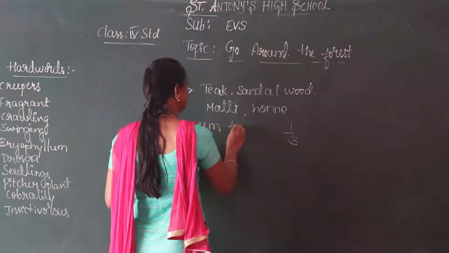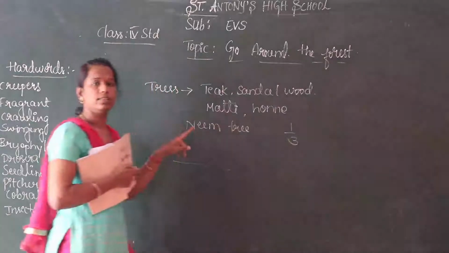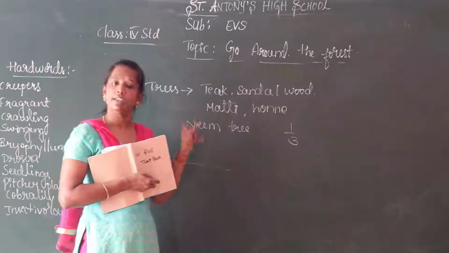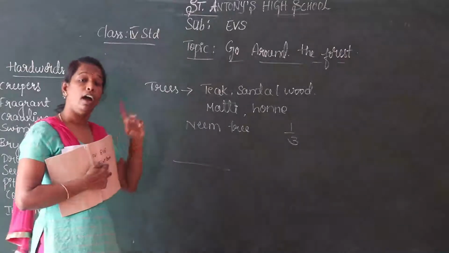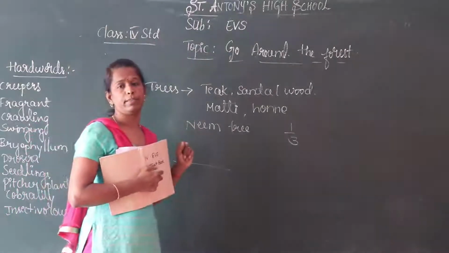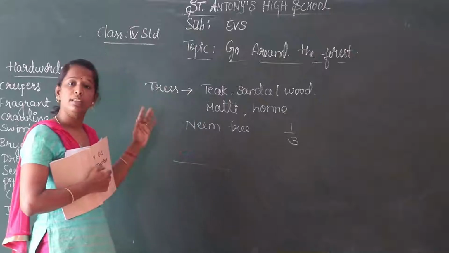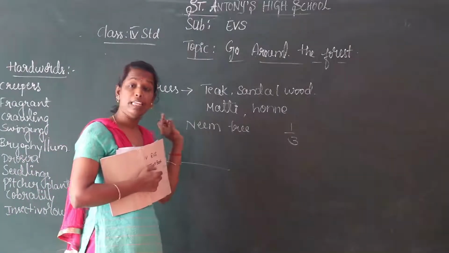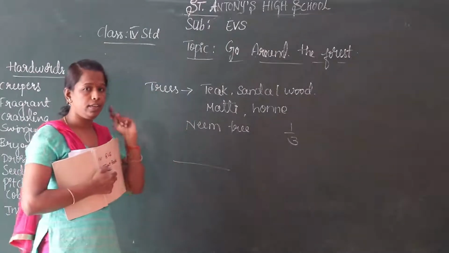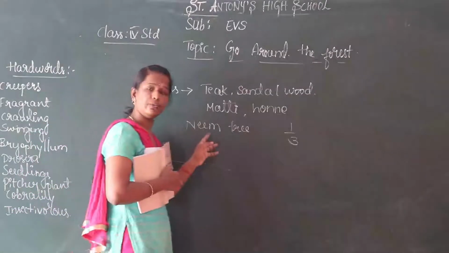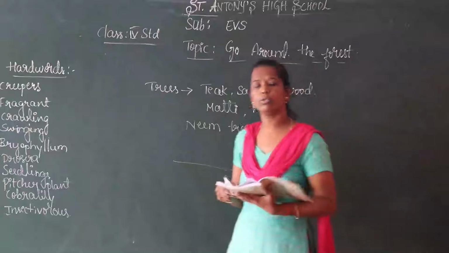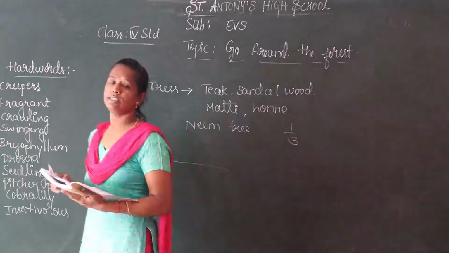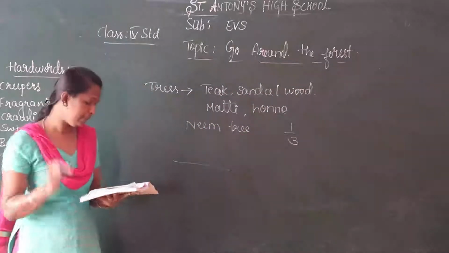You call it the neem tree. So what are the uses of this neem tree? Neem tree is also used in some furniture, okay, and also it is used for medicinal purposes. The neem oil, neem tree oil, is used for medicinal purposes, and also the leaves are used in some pastes and also some of the medicines, okay.